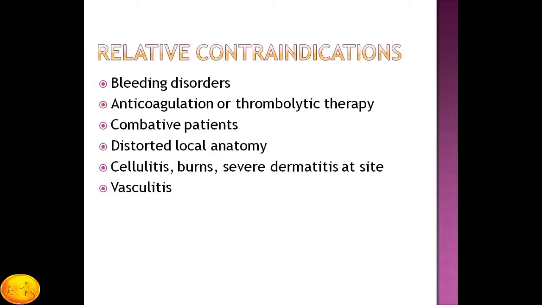Another relative contraindication: bleeding disorders. As we are doing it as a blind procedure, if the patient has deranged clotting time, bleeding time, and we are poking the patient, hematomas can form inside, and these hematomas have pressure effects on other structures, which can be fatal to life. So, bleeding disorders, patient on anticoagulation therapy, distorted local anatomy, you cannot see properly, cannot examine. So to put the central venous catheter is very difficult.